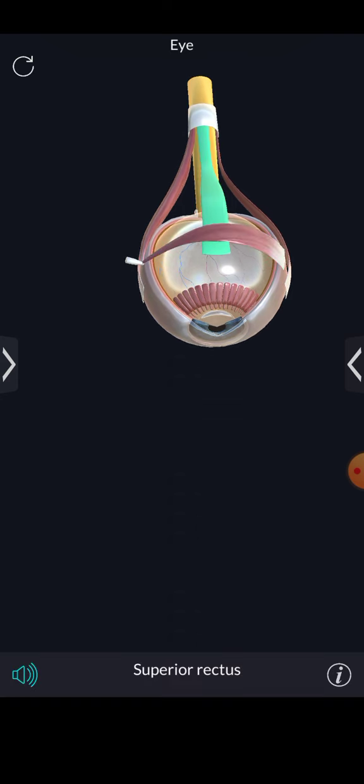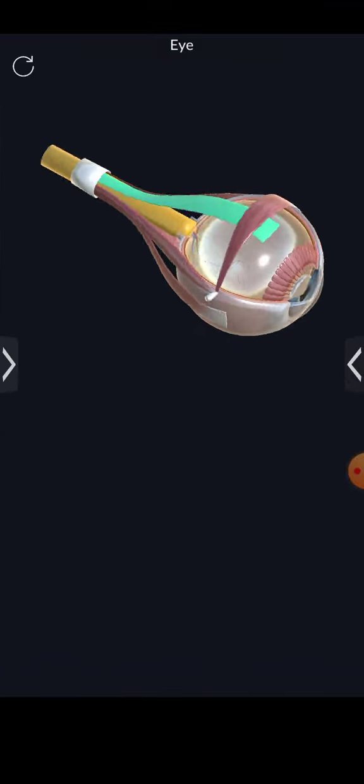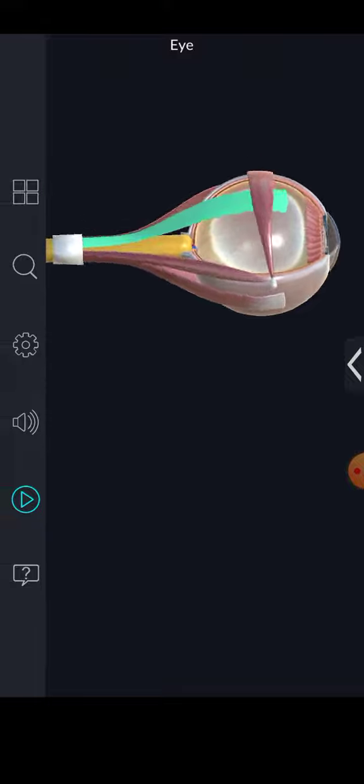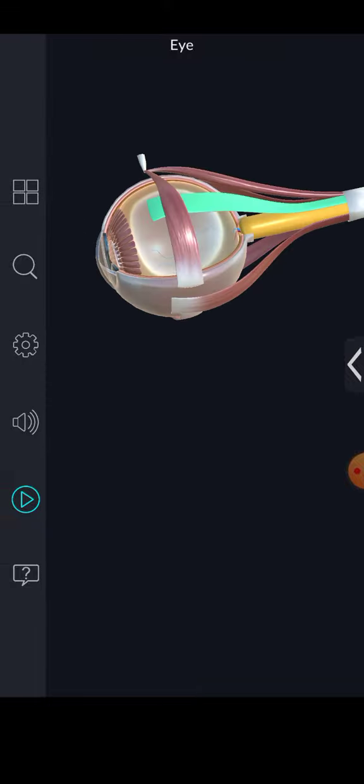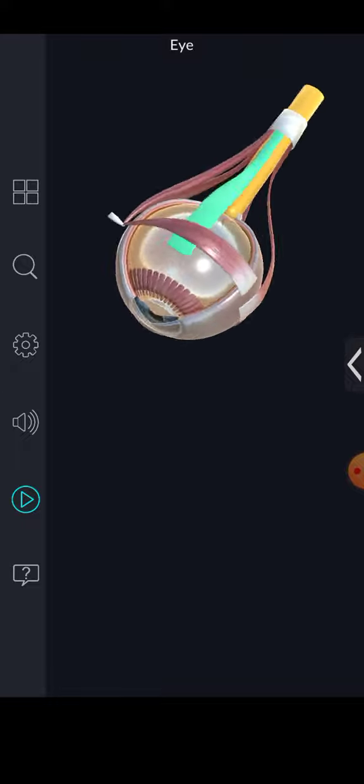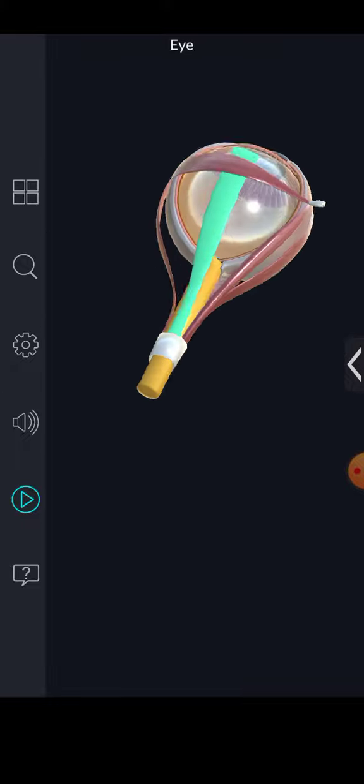The superior rectus muscle is a muscle in the orbit. It is one of the extraocular muscles. It is innervated by the superior division of the oculomotor nerve. In the primary position, the superior rectus muscle's primary function is elevation, although it also contributes to intorsion and adduction.